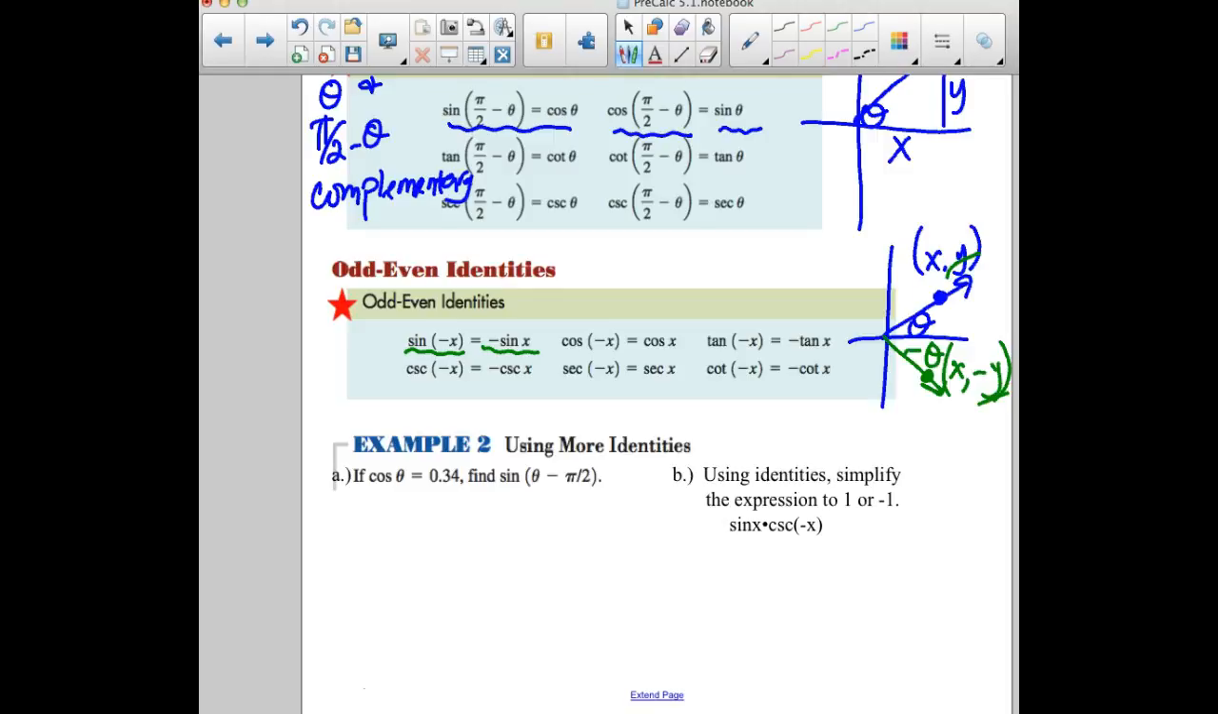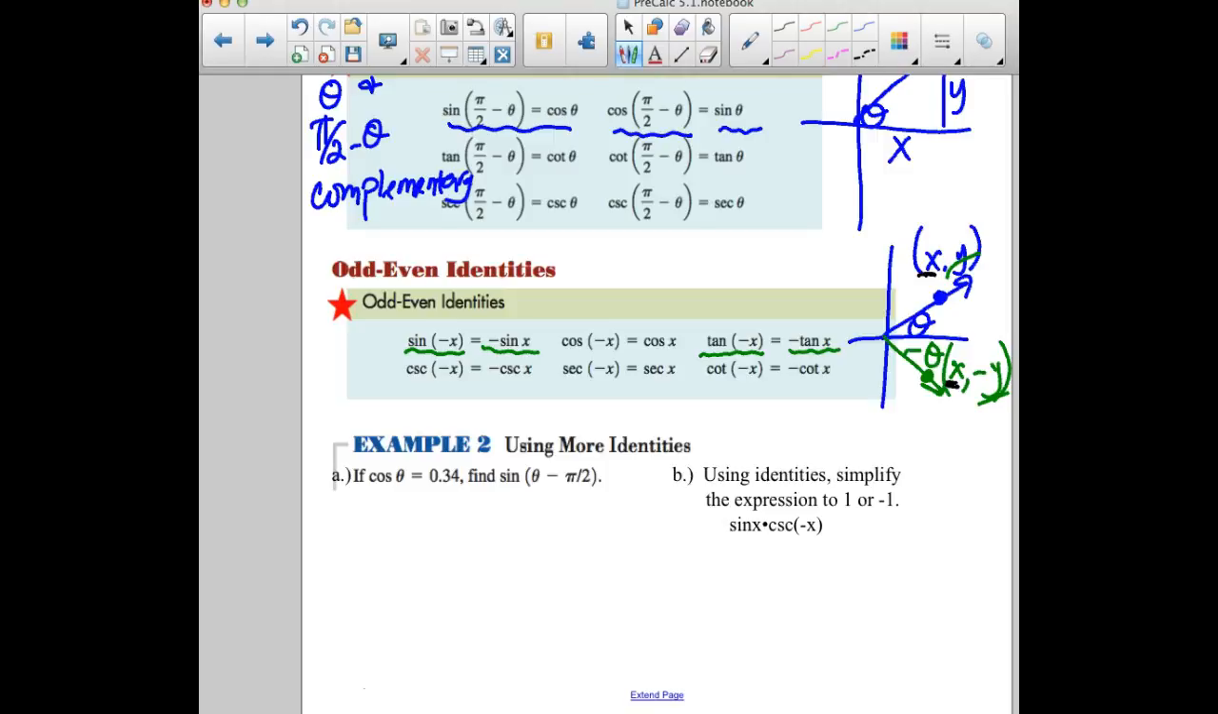For cosine, the cosine of the negative angle and the cosine of the original angle are the same. And for tangent, because it's sine over cosine, or y over x, if we take the original angle, y over x would be positive. If we take the negative angle, we end up with a negative value. So again, the tangent of the negative angle is the opposite of the tangent of the positive angle.